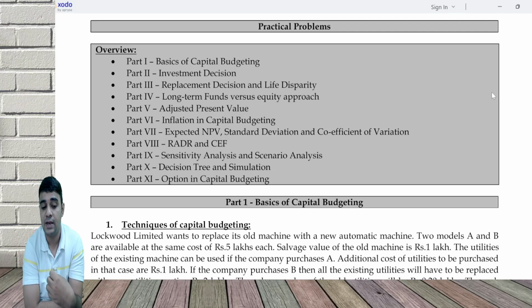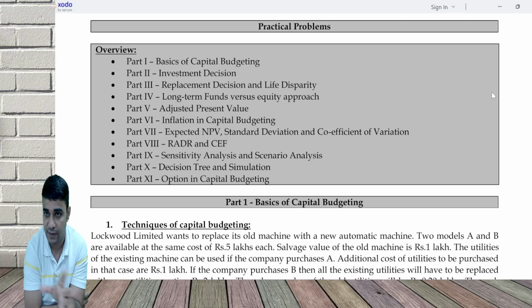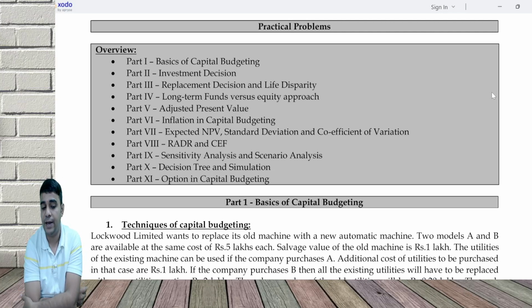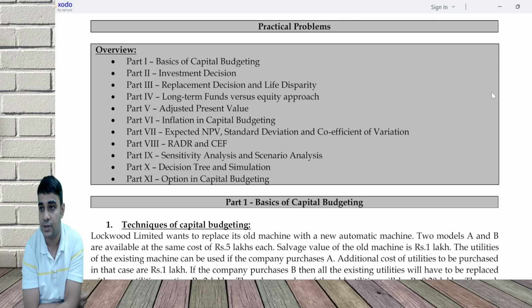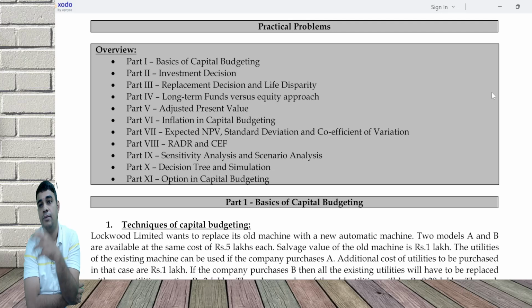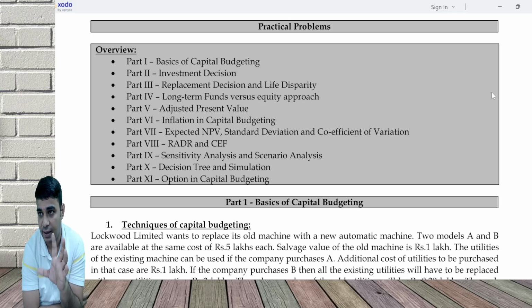Our focus at CA Final is on replacement decision. Even long-term funds versus equity approach is not that critical because you do it in valuation. FCFF versus FCFE is that. APV, inflation, NPV, standard deviation, all these are new additions at final level. In fact, some of this you could have seen even at inter level, because earlier at CA Inter we had a chapter called risk analysis and capital budgeting. They have removed that and now they have migrated that to final. So that is what they've ended up doing.